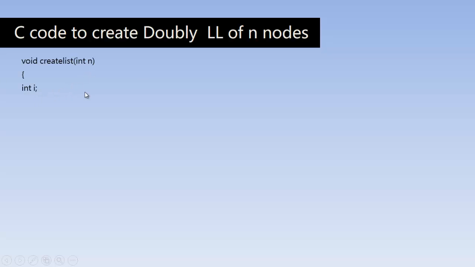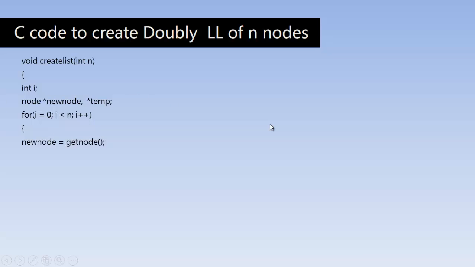Int i, I need this to run the for loop. So here I'm going to create two temporary variables. One is newNode, another one is temp. I'll tell you why I'm using these two temporary pointers. So I'm running a for loop because I'm going to create n number of nodes. At each iteration, I will create one single node using the getNode function. So here inside I'm using the getNode function.